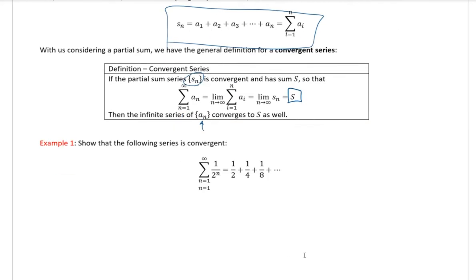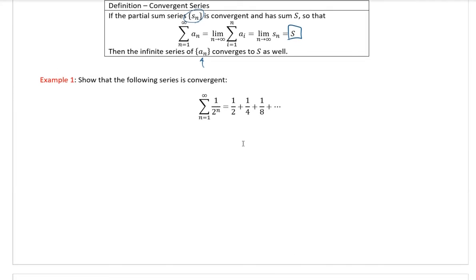For example, here, show that the following series is convergent. We have the series of 1 over 2 to the n, which is the same as 1/2 plus 1/4 plus 1/8 plus, etc. What we want to do is see if we can come up with a formula that helps define this, and analyzing partial sums is going to be useful.